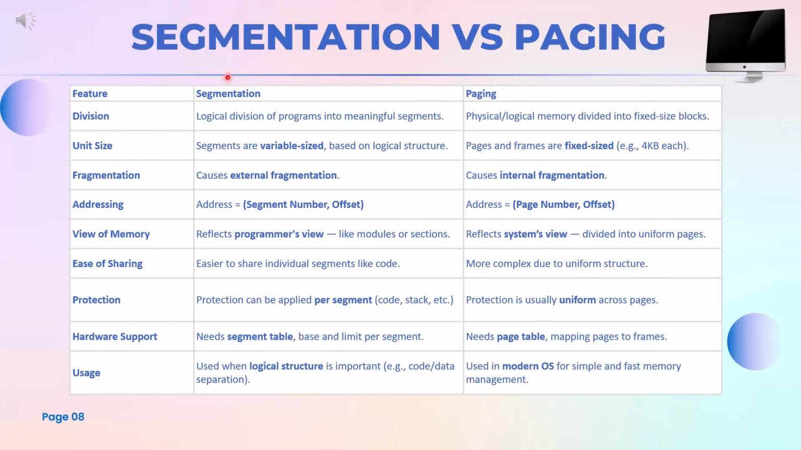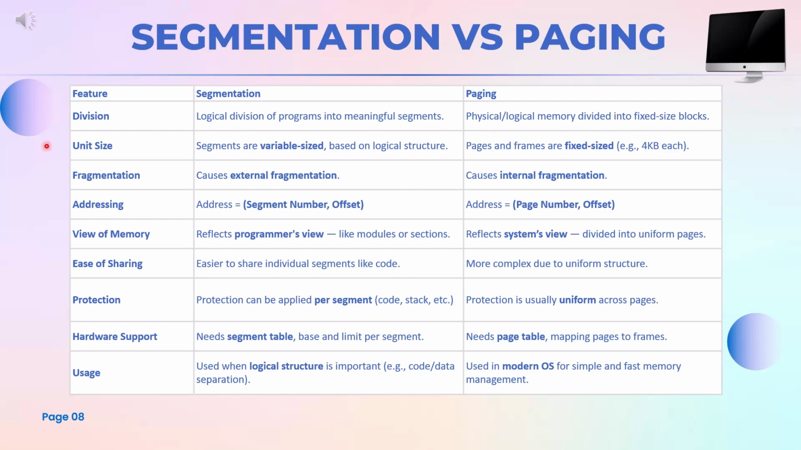Now, let's take a moment to compare segmentation and paging side by side. This table helps us understand the key differences between two memory management techniques. Let's go row by row. Division. Segmentation divides memory based on logical structure of a program. So things like function, variables, code, data, and stack each get their own segment. On the other hand, paging ignores program structure and just splits memory into fixed size blocks called pages and frames.